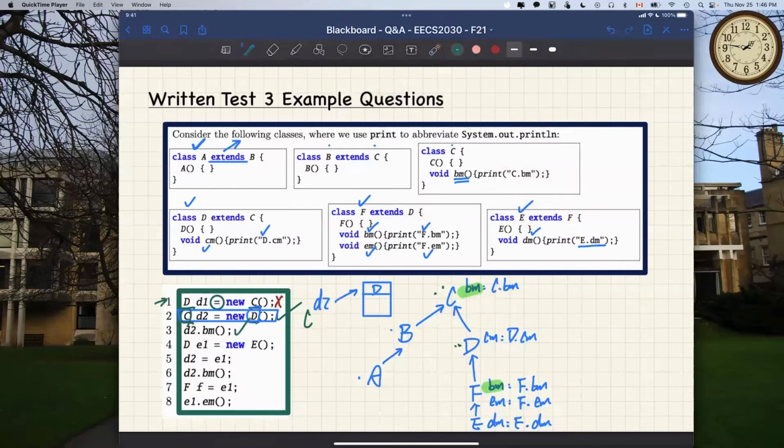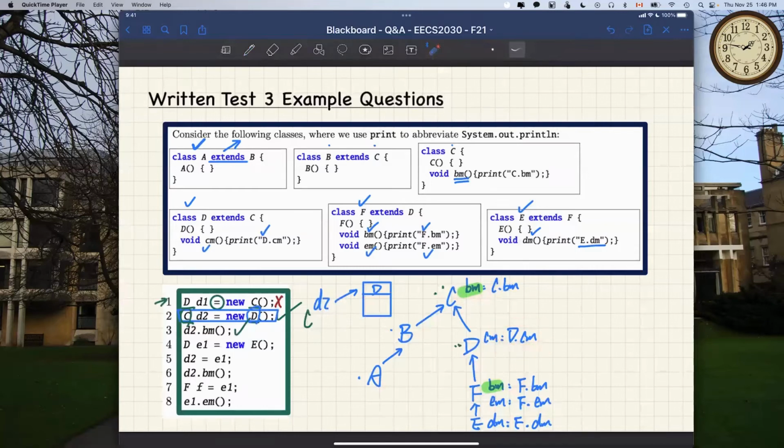And more to it, dynamically, which version of BM are we going to call, right? Now you can see we got one version here, like what John suggested before. So now in this case, since we know D2 dynamically is pointing to D, that means it's going to call the version that's in D. So that's why that's going to print out D.cm.